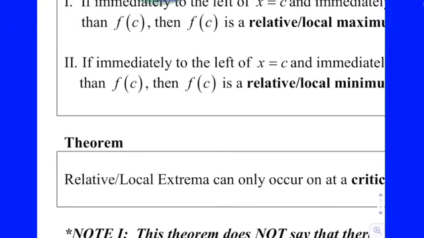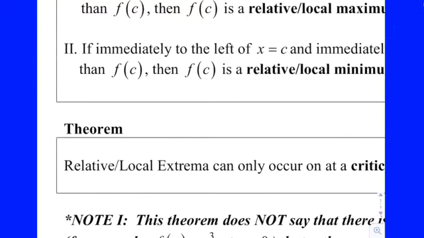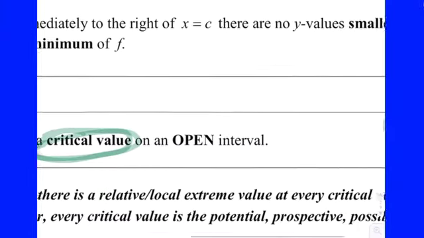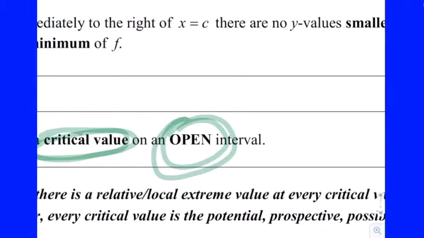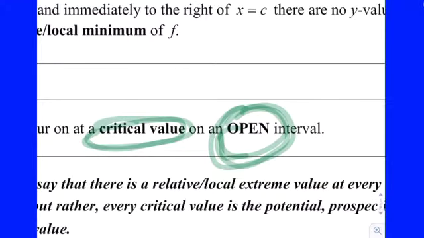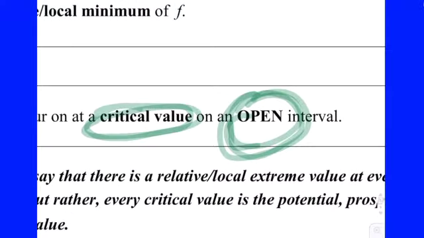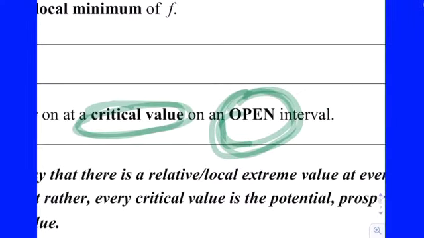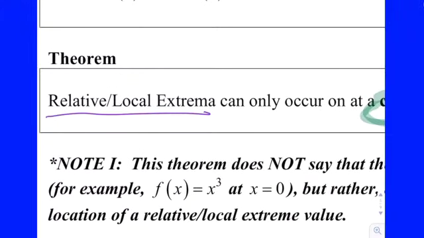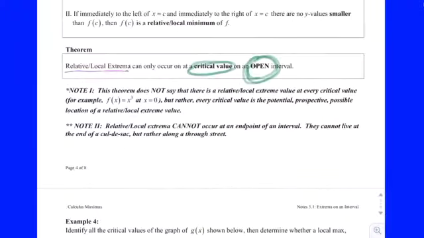Here's another theorem. Local extrema or relative extrema. Local max-mins, relative max-mins can only occur at a critical value on what type of interval? Open interval. It has to be on an open interval. So, what's the upshot of that? Can we call endpoints critical values? No. Okay, actually we can call endpoints critical values. I'm sorry, I phrased that wrong. Endpoints can be critical values. Can endpoints be the locations of local extrema? No. Because we can look left of the left endpoint or right of the right endpoint.